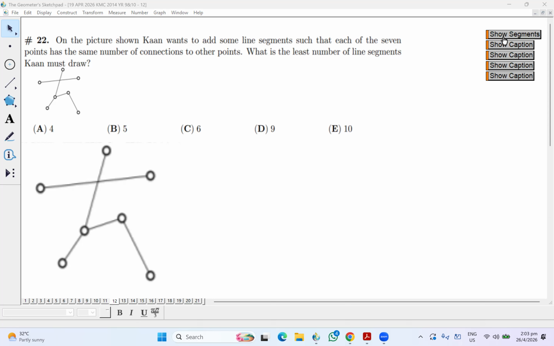Let's show some line segments first. So I have 3 connections, 3 connections, 3 connections, 3 connections, 3 connections, 3 connections. Now this one has 2 connections. If I join, then the number of connections will be 4 already. We want the same number of connections. So 3 connections is not possible. That means you must use 4 connections for every point.